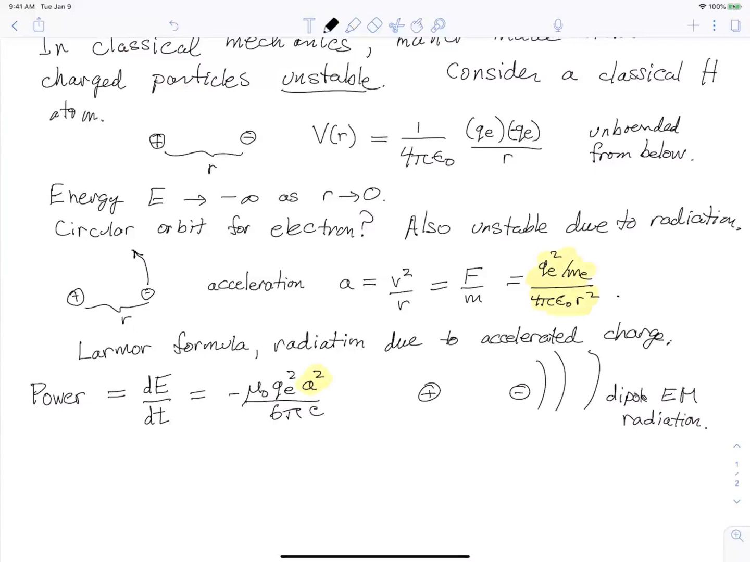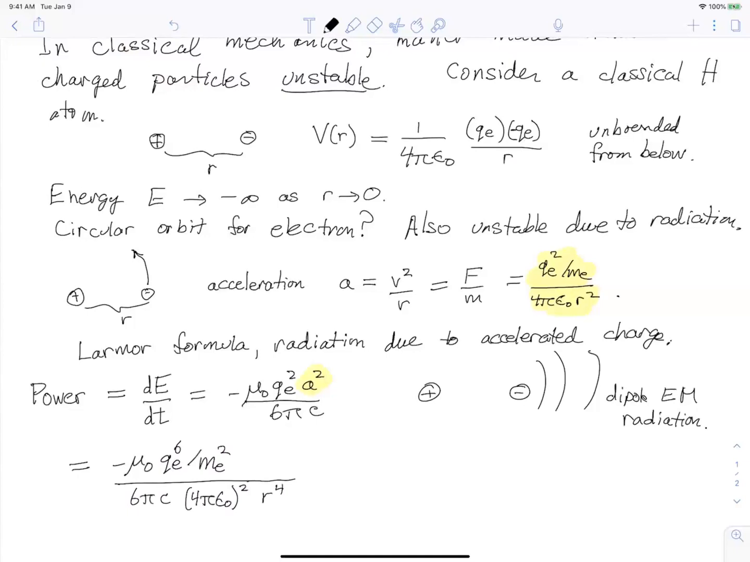And so that's going to give us that this is equal to minus mu naught, the charge to the 6th power, divided by the mass of the electron squared over 6 pi speed of light 4 pi epsilon naught all squared. And then also in the denominator, this is the most important part of the formula, it goes like 1 over the distance between the proton and the electron to the 4th power.